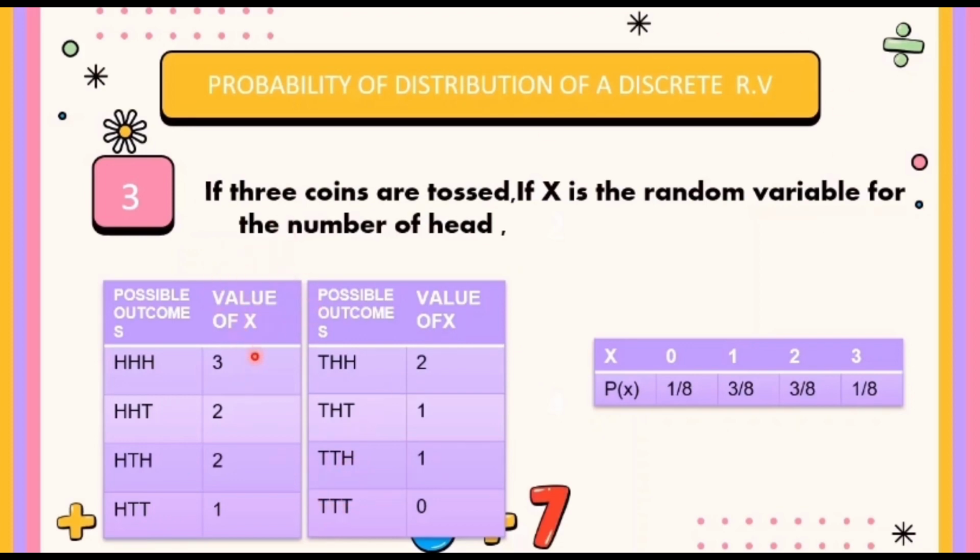So the value of X for 3 heads is 3. The HHT, or head head tail, consists of 2. HTH, or head tail head, is also 2. HTT, or head tail tail, consists of 1. THH, tail head head, has 2. THT, or tail head tail, has 1. TTH, or tail tail head, has 1. And tail tail tail is 0.